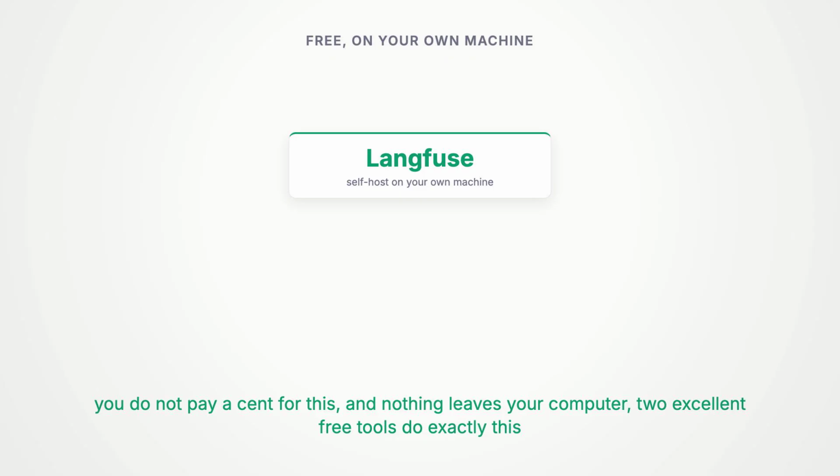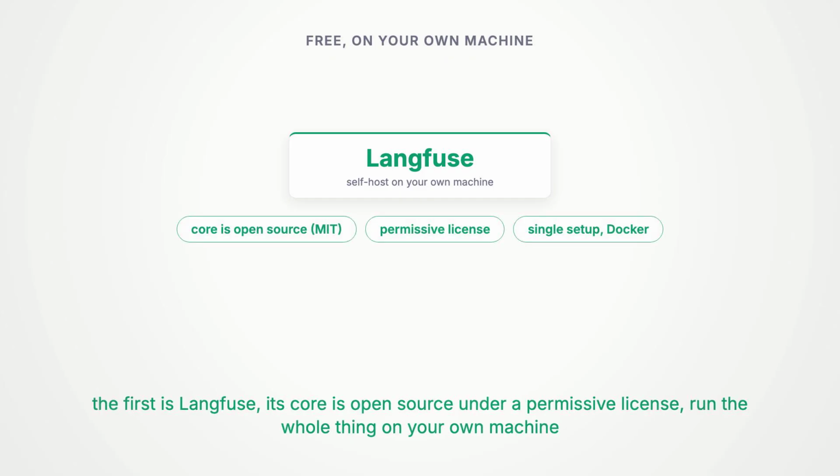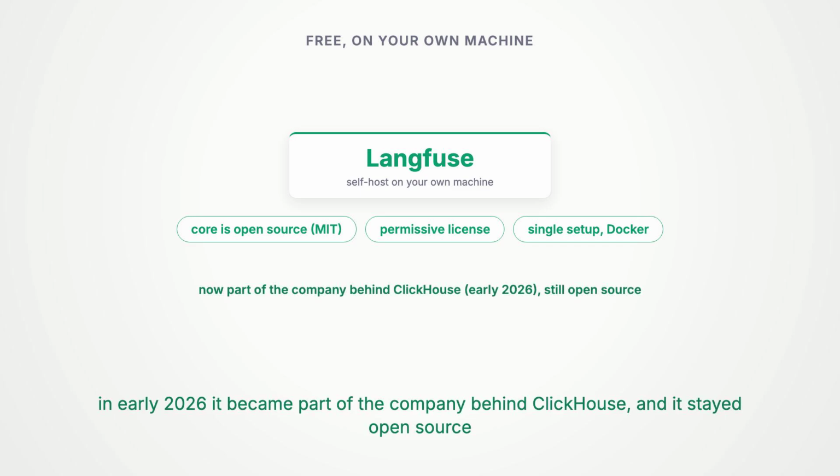There are 2 excellent, free tools that do exactly what we just described, and you run them yourself. The first is Langfuse. Its core is open source under a permissive license, and you can run the whole thing on your own machine with a single setup. As of early 2026, it became part of the company behind ClickHouse, and it stayed open source, so the free self-hosted path is still right there.